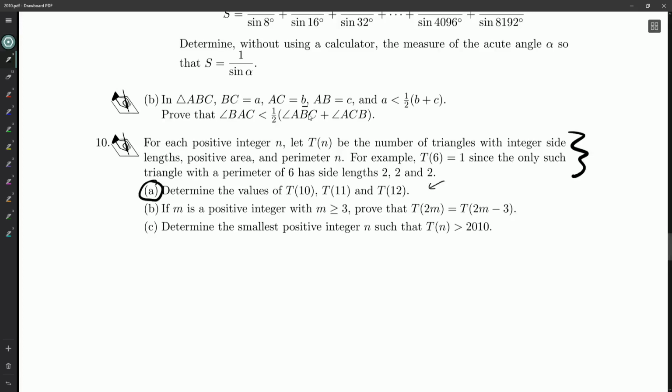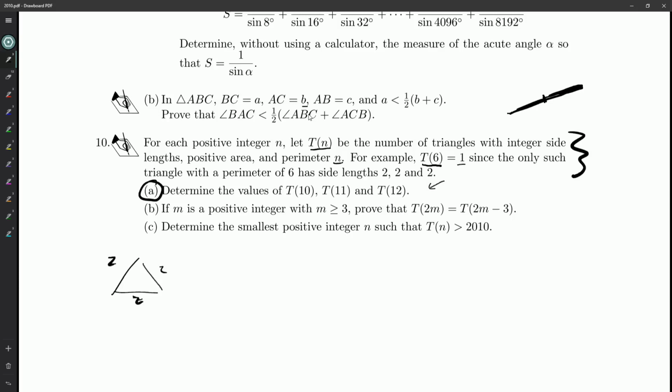For each positive integer n, let t of n be the number of triangles with integer side lengths, positive area, so they can't technically be a degenerate triangle where the sides are on top of each other, and perimeter n. Okay, so integer sides and things like that. So, for example, t of 6 is 1, since there's only one triangle, an equilateral triangle, with sides adding up to 6 there. Okay, with 2, 2, and 2, they say. Alright, so we're trying to count the number of triangles with a given perimeter.